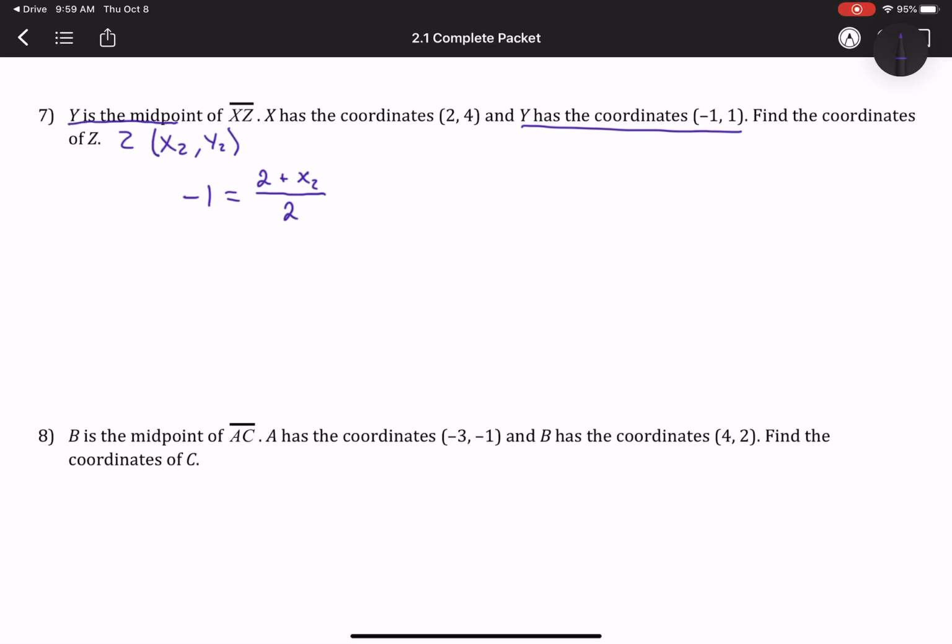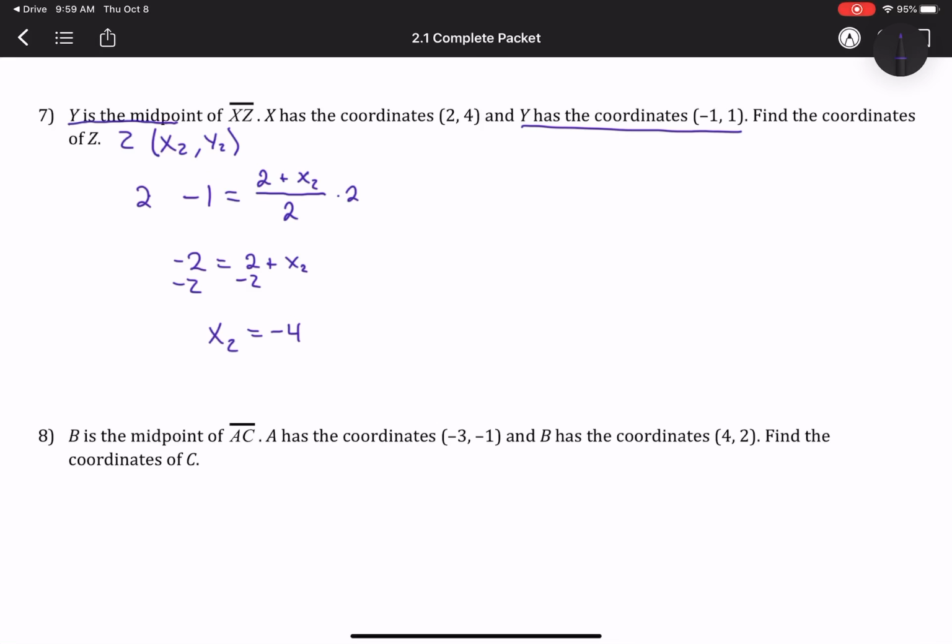To solve this, I'm going to multiply both sides by 2. So that gives me -2 is equal to 2 plus my second x coordinate. I'm going to subtract out the 2 from both sides. That gives me that my x2 is equal to -4. Now I have to solve for my y2.